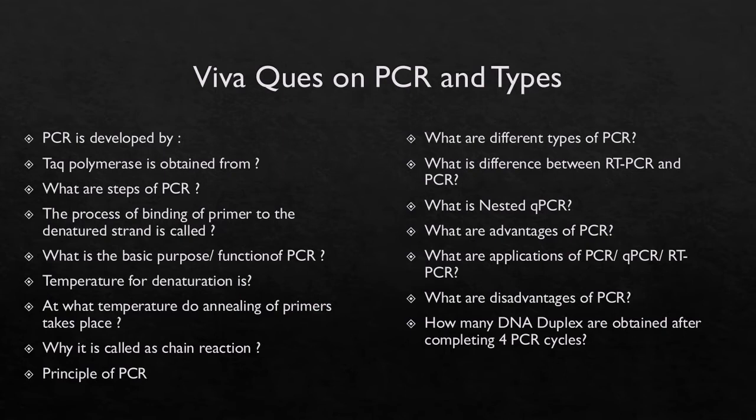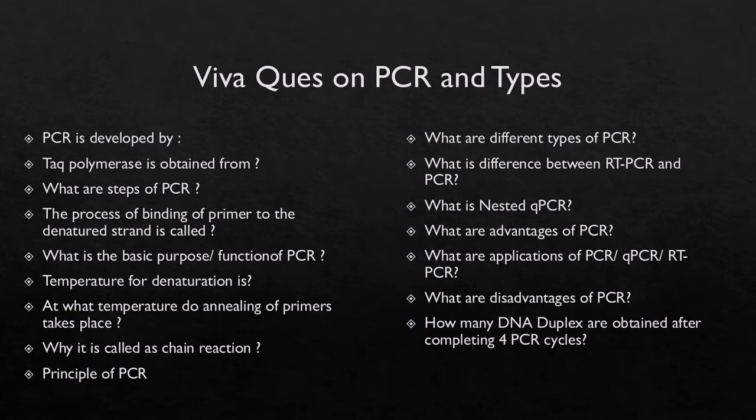Okay, why use RT-PCR, or what is the function of nested PCR, right? Then next is temperature of denaturation is, or temperature of annealing is, right? Then why it is called a chain reaction, polymerase chain reaction. Then the obvious one is principle of PCR. So the principle of each and every type of PCR can come in Viva questions. Okay, so what are the different types of PCRs?